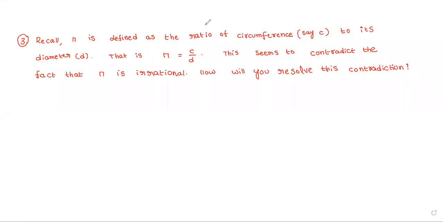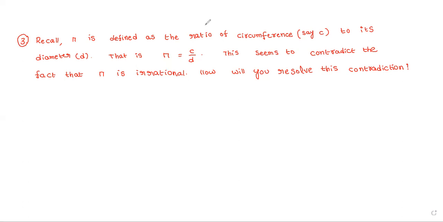Recall, pi is defined as the ratio of circumference C to its diameter d, that is pi is equal to c by d. This seems to contradict the fact that pi is irrational. How will you resolve this contradiction? So pi is equal to c by d is the relation between circumference and diameter.